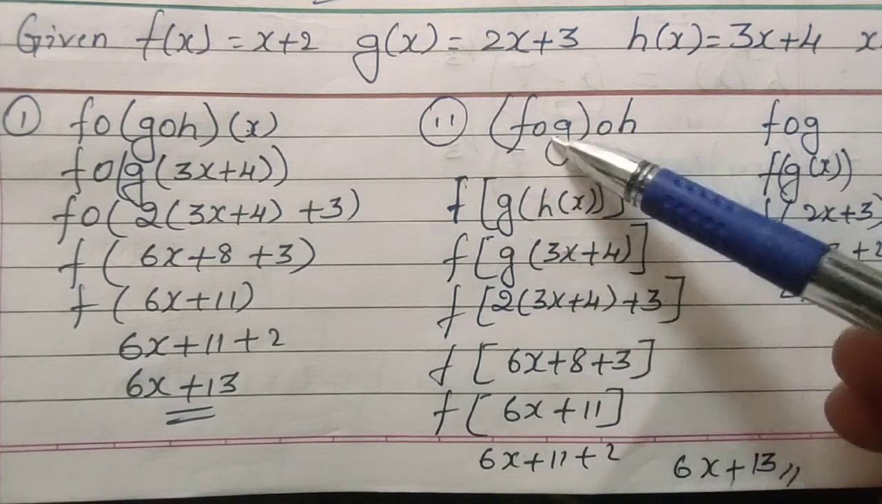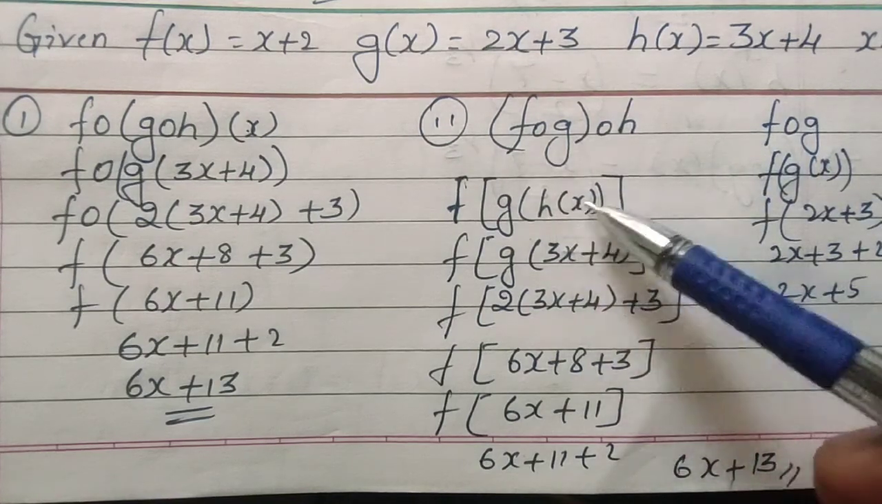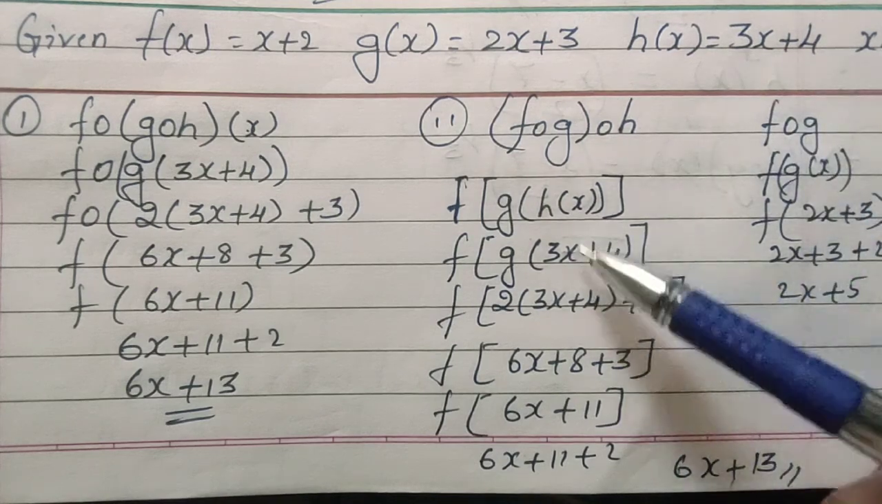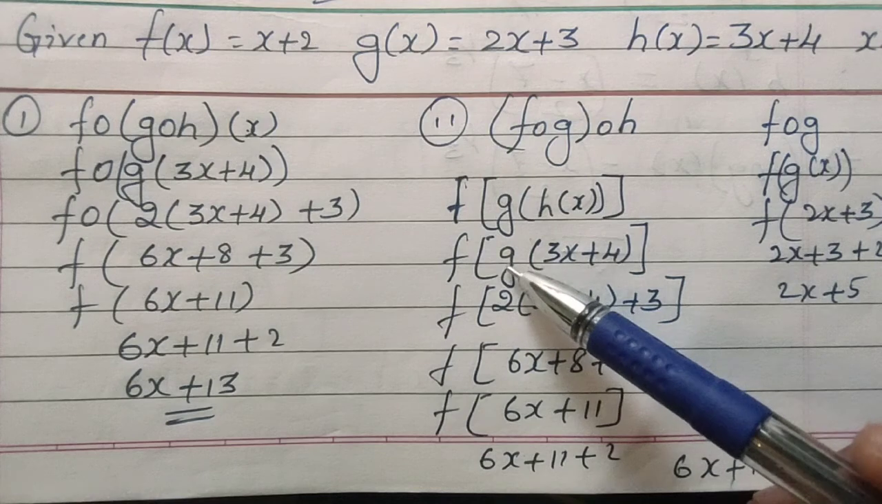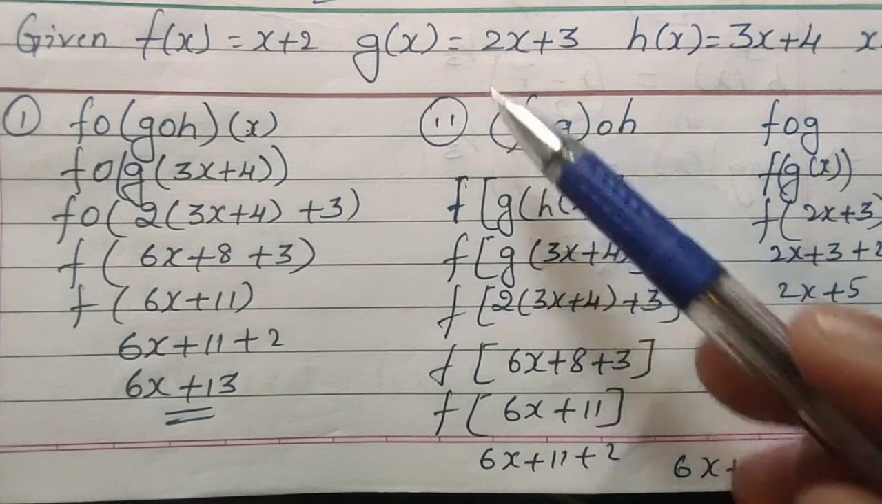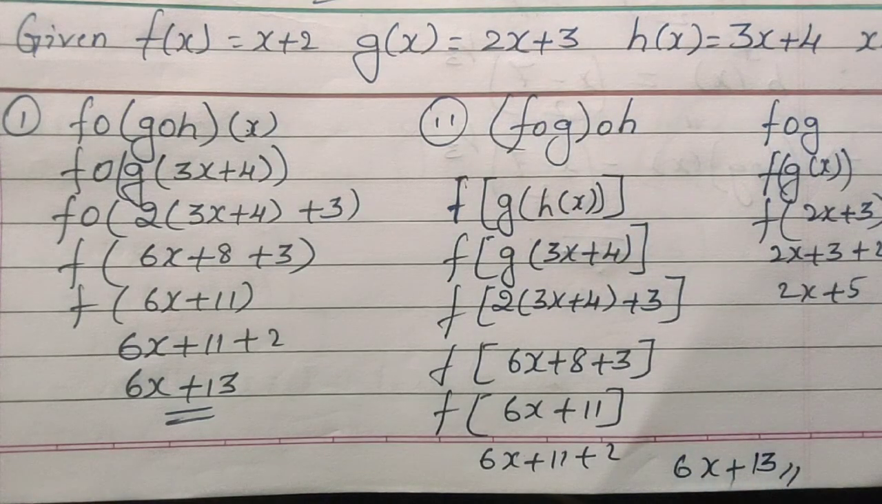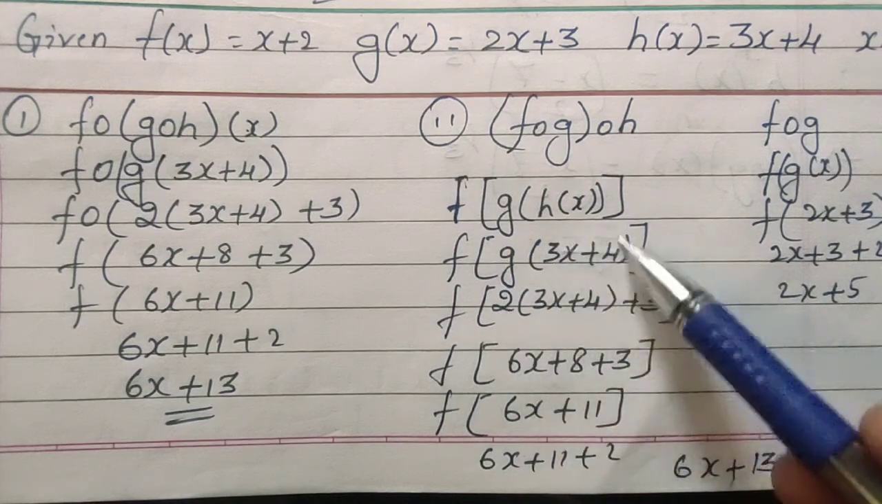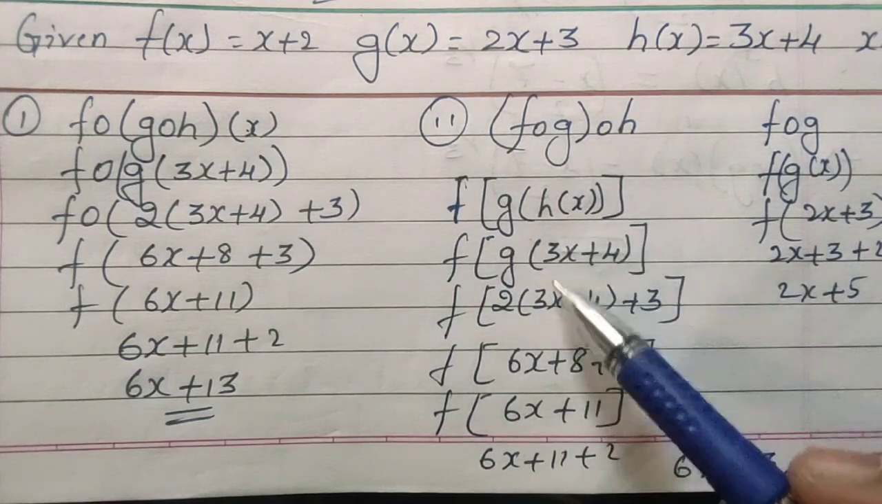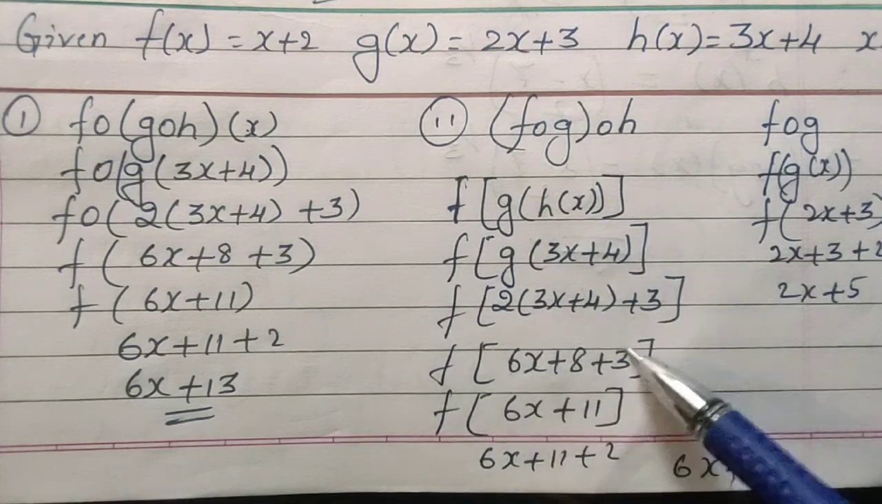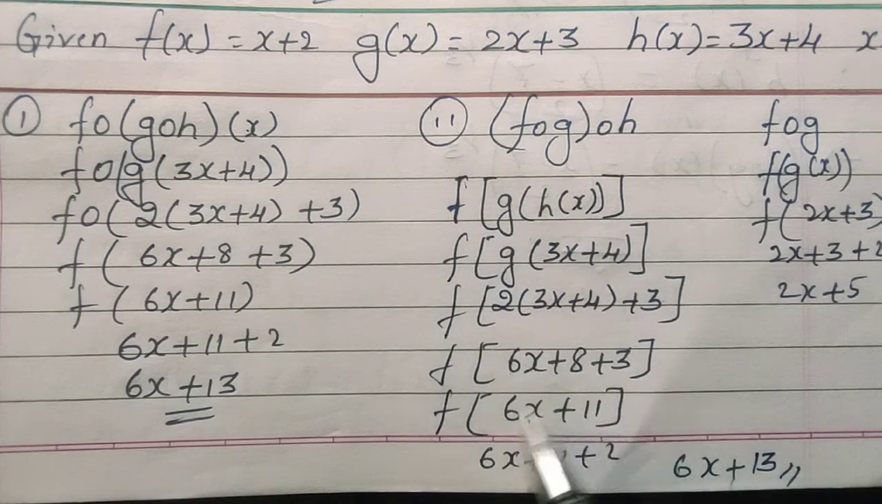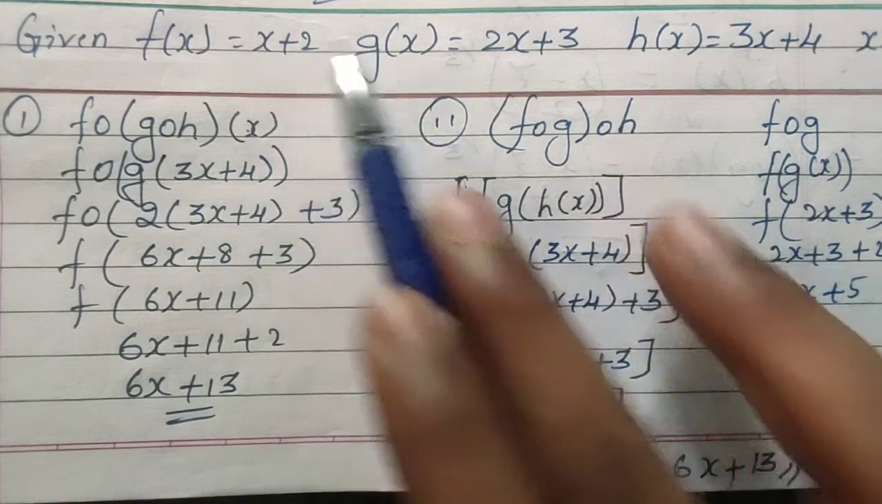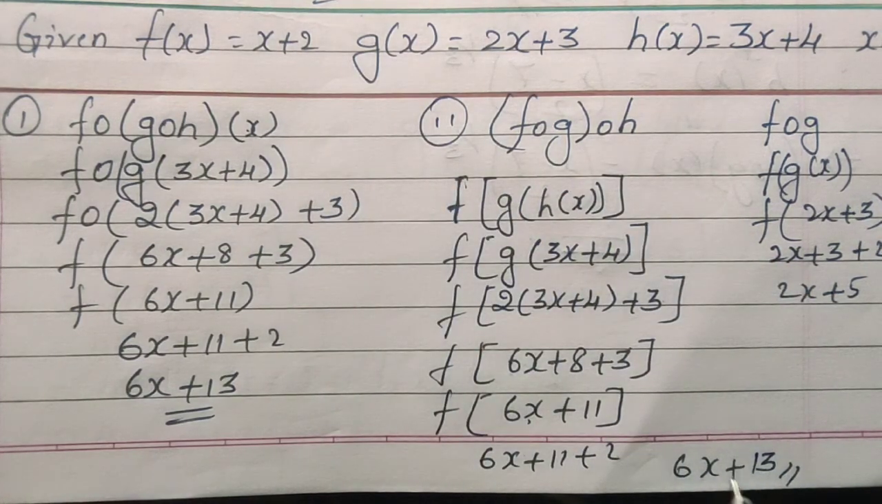Next question, f of g of h. See, first h of x we should take, 3x plus 4. Now you assume this as x in the g function. What is the g function? 2x plus 3. Yes or no? Take 2 into 3x plus 4, this is as x, plus 3. 2 3s are 6, 2 4s are 8 plus 3. Add this, what will you get? 6x plus 11. If you substitute this into the f function, f of x is nothing but x plus 2. This entire thing is x plus 2. You will get 6x plus 13. Okay, no? Now f of g, no need, we can do it directly instead of this.